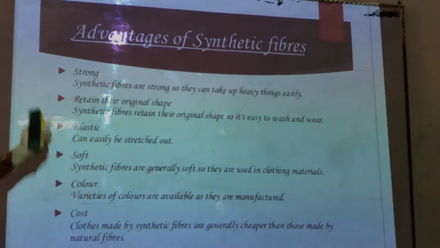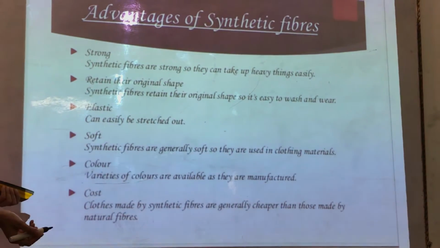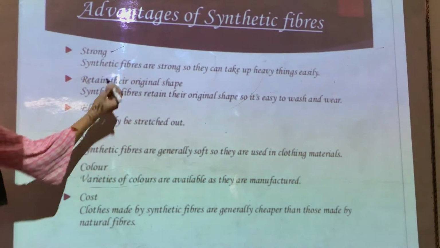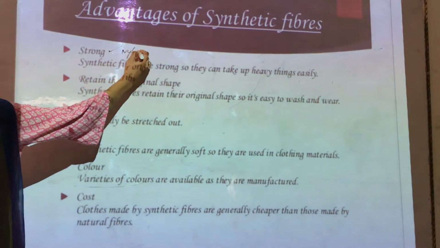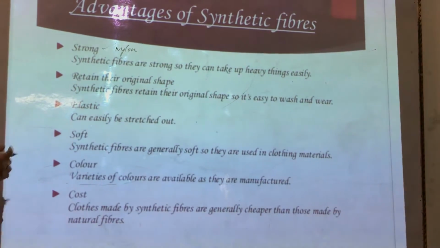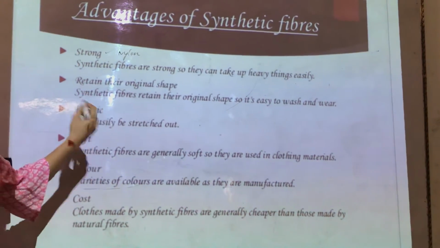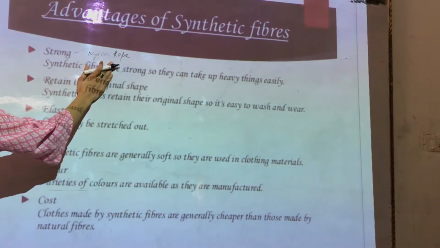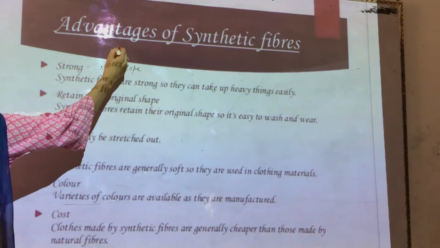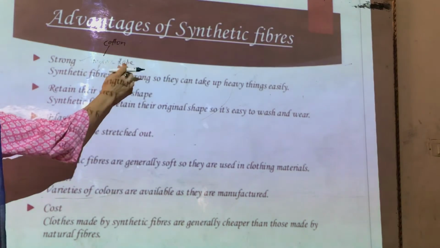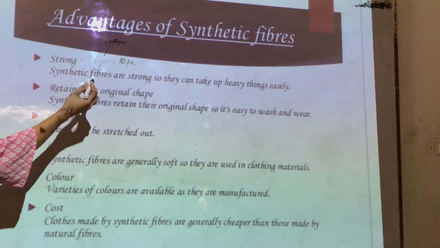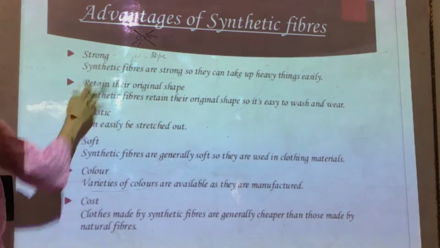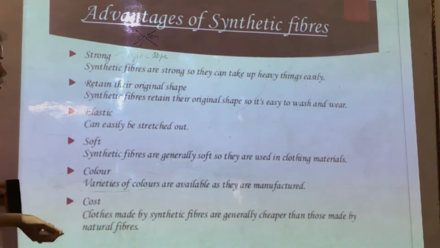Now let's see the advantages of synthetic fiber. Synthetic fibers are very strong. Nylon, for example, is used by mountaineers as a rope. Nylon ropes are very common. So why do we use nylon rope? Why don't we use cotton rope, rassi? Because cotton is not as strong as nylon, because cotton is a natural fiber.